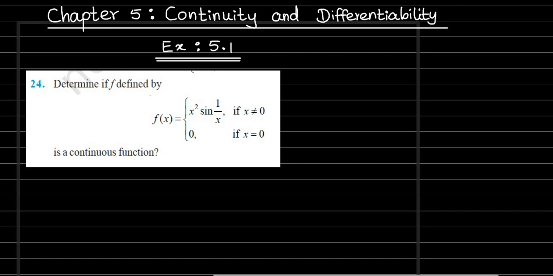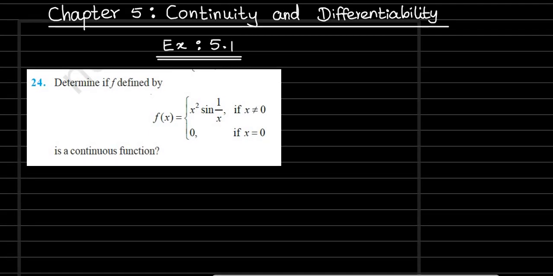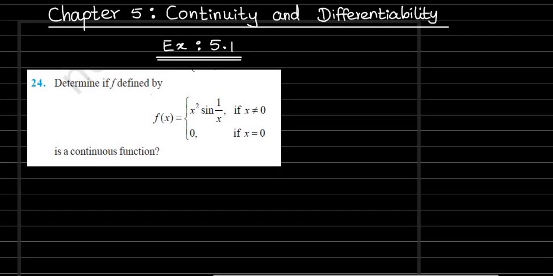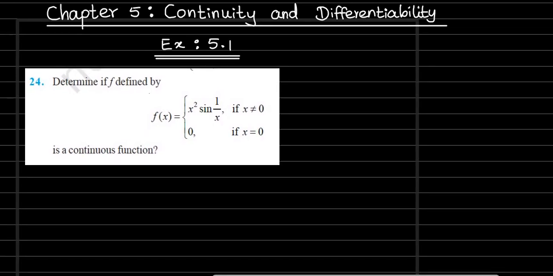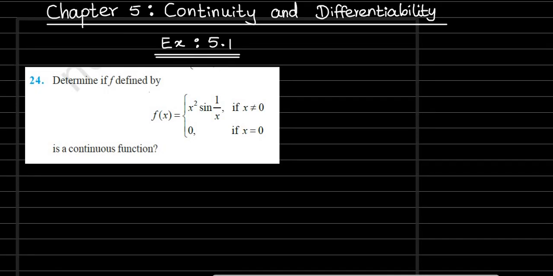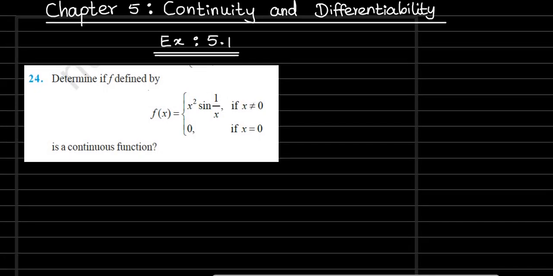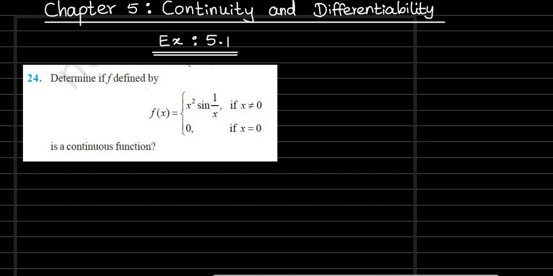Determine if f defined by f of x equal to x square sine 1 by x if x is not equal to 0, and 0 if x equal to 0, is a continuous function. That means if the input is exactly 0, the result is also 0. They're asking us to determine whether this f of x is a continuous function. They didn't mention at what point, so we have to understand that throughout the real line the question is demanding us to determine that f of x is a continuous function.